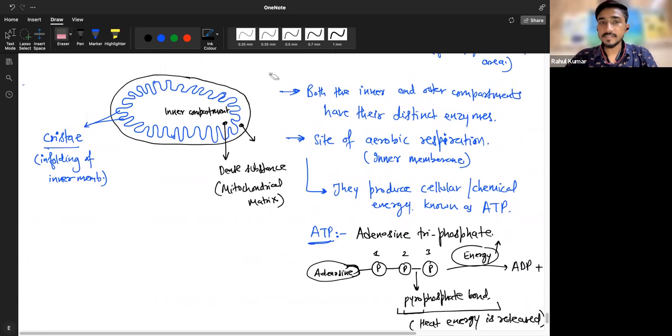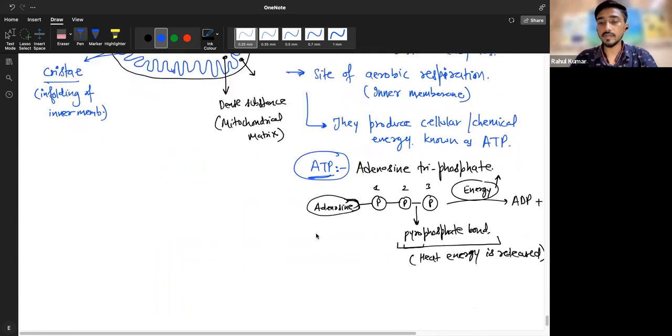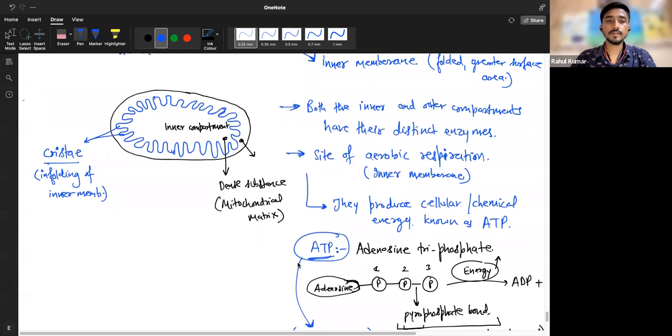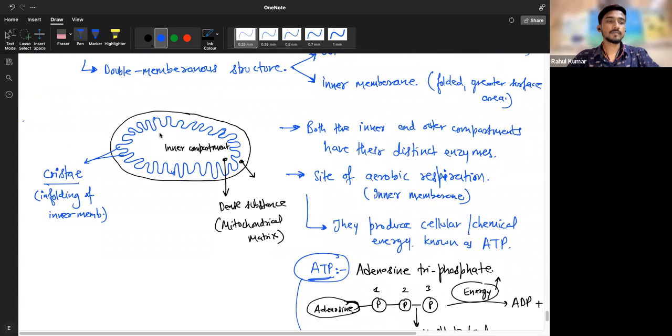So this ATP is synthesized in mitochondria. ATP synthesis happens in mitochondria, and ATP is also known as the energy currency of the cell. This is the currency that is valid in the cell for all transactions. Okay, energy currency of the cell. Now, coming back to mitochondria, write down.